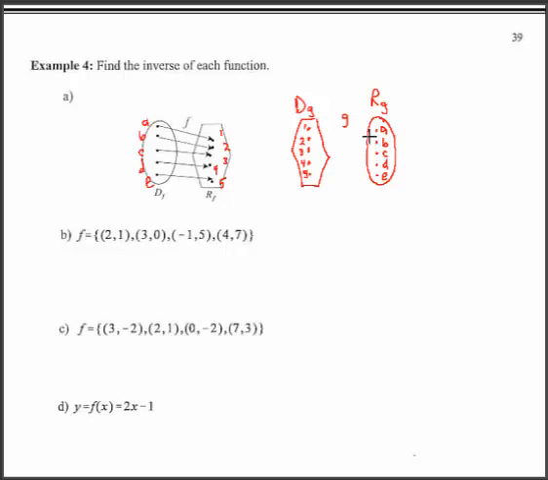Okay, so if I just simply reverse the arrows, A went to 1, and so I'm now going to draw an arrow from 1 to A. B and F went to 2, and so I return the arrow from 2 to B. And then C went to 3, and so 3 is going to go to C and G. 4 is going to go to D, and 5 is going to go to E.